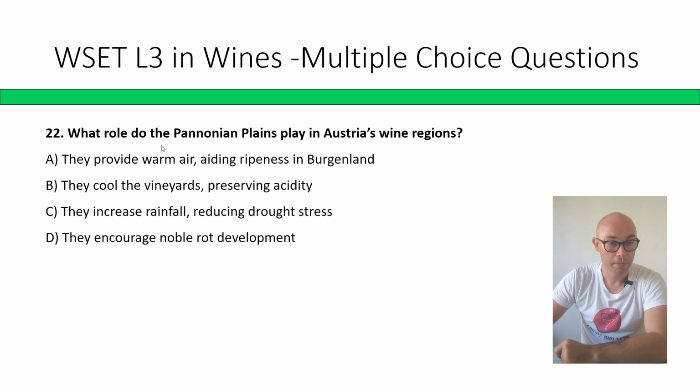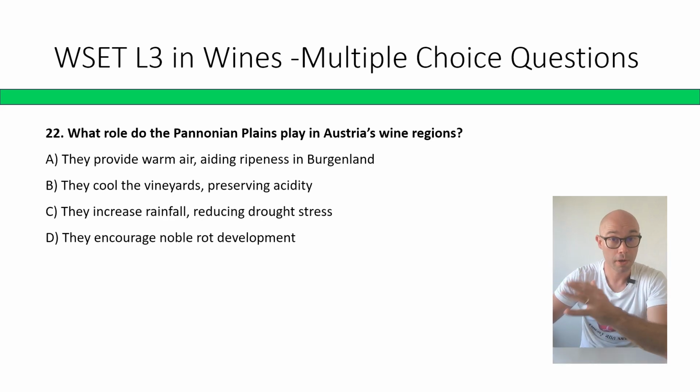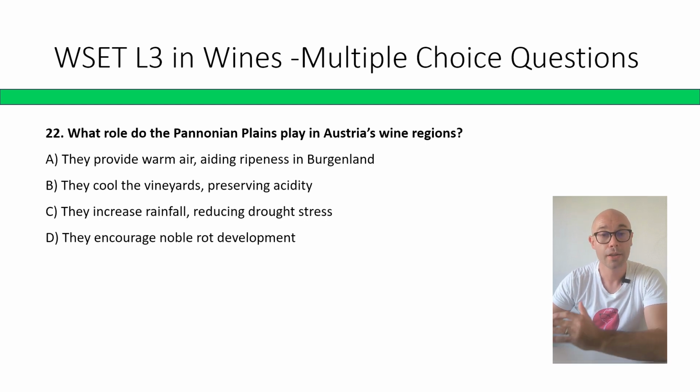What role do the Pannonian Plains play in Austria's wine regions? They provide warm air, aiding ripeness in Burgenland. They cool the vineyards, preserving acidity. They increase rainfall, reducing drought stress. They encourage noble rot development. The correct answer is A. They provide warm air that's coming from Hungary, aiding ripeness in Burgenland. Burgenland is one of the warmer parts of Austria. That's why they specialize in red wine production.